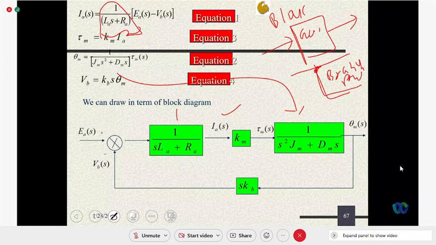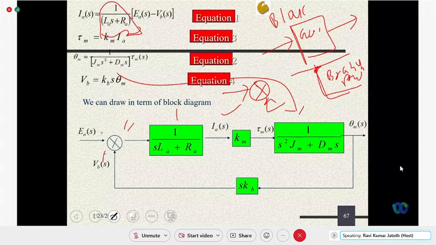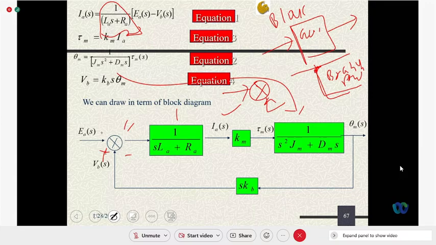And there is a summing point. If one signal and another signal are getting added, we call it a summing point or subtractor. If these two signals are getting added, we write plus and plus. If this signal is getting subtracted from this, we write plus and minus. So there are three elements we use: block, branch point, and summing point, to draw block diagrams of physical systems. The block diagram is a pictorial representation of a physical system. Is this point clear to all of you? Any questions? No questions.